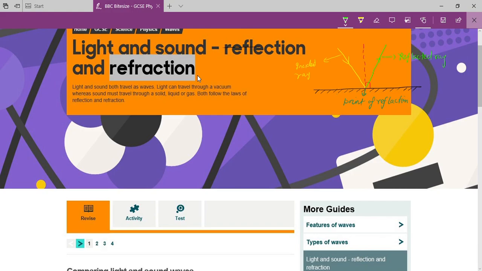Because light and sound are both being discussed, I am explaining this with respect to light. If you understand it with respect to light, then sound also works on the same phenomenon. Do you understand this? In the process of reflection, when a ray of light is incident on a smooth or polished surface, it bends back to its initial medium. This process is known as reflection of sound or reflection of light. Also, there are two laws of reflection.